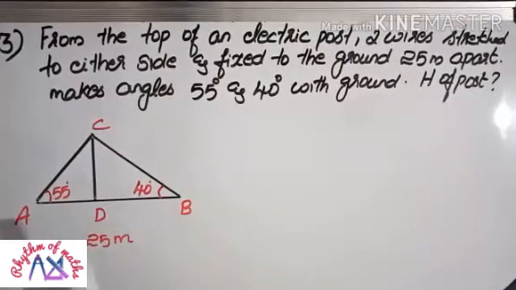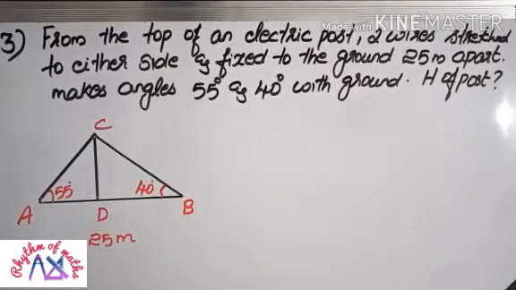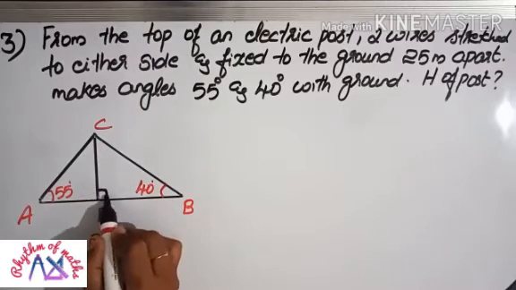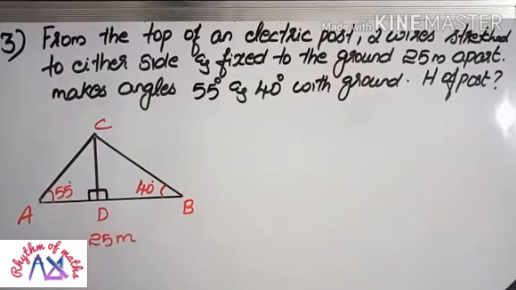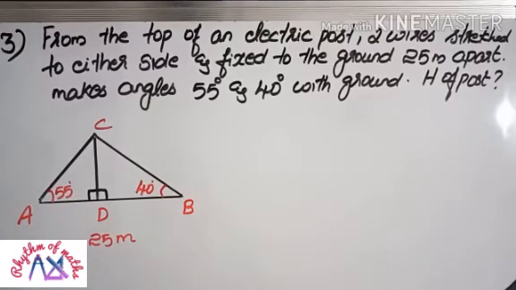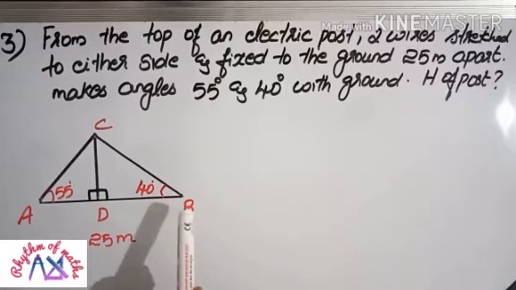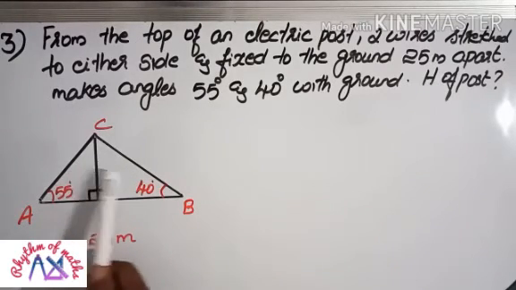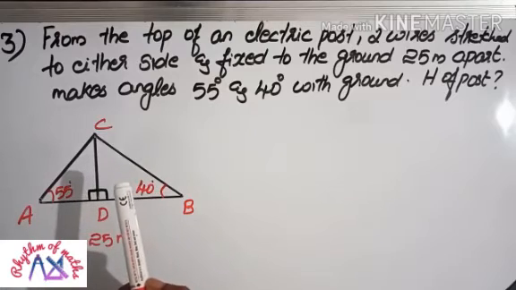Here also you can see 2 right triangles. This is the first right triangle and this is the second right triangle. And in these 2 right triangles, which part is common? The post is common. That means this CD portion is common. That means we have to compare the first equation and second equation. That is the method to solve this, because in these 2 right triangles no measurement is given.